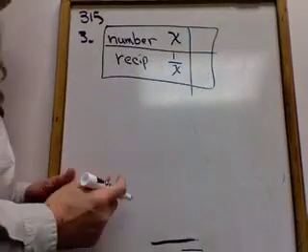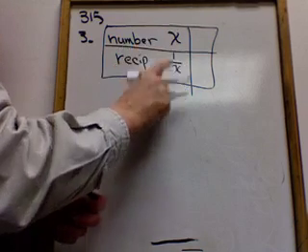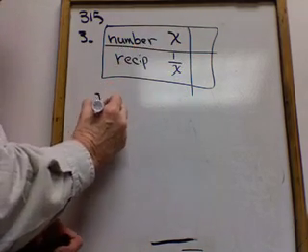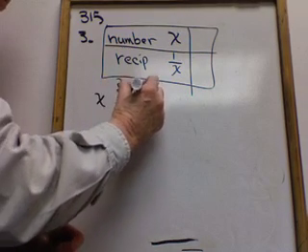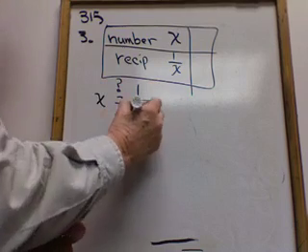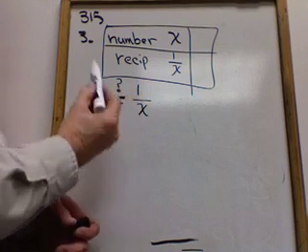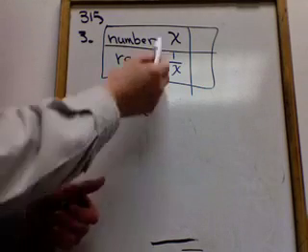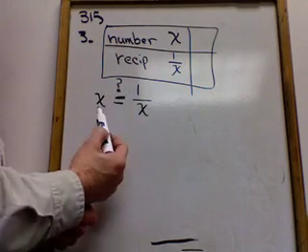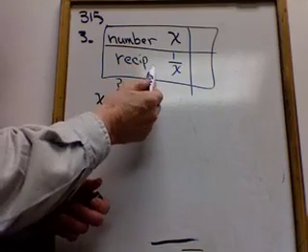Now, let's read the problem again. A positive real number is one more than its reciprocal. The problem is comparing them, so let's set an equal sign, but we're not sure if they're equal, so we put a question mark up there to remind us to think about it. Let's read it again. A positive real number is one more than its reciprocal. So one of these is bigger. Do you know which one's bigger?